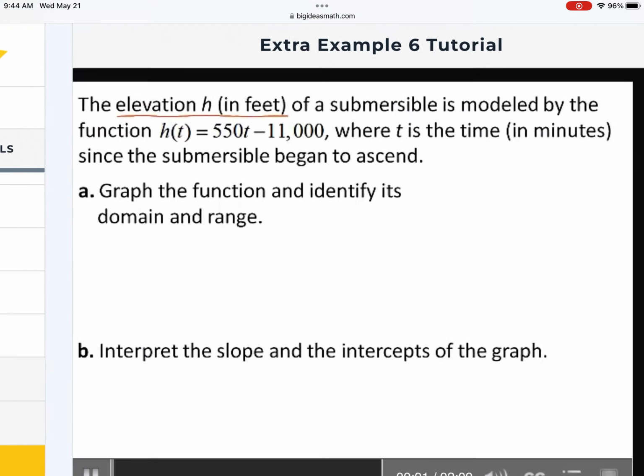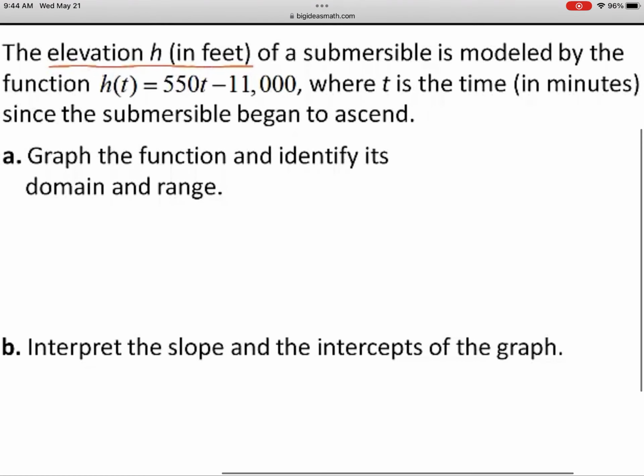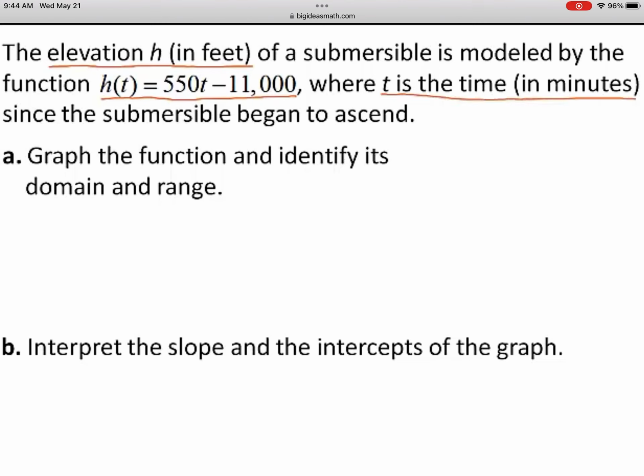The elevation h in feet of a submersible is modeled by the function h of t equals 550t minus 11,000, where t is the time in minutes since the submersible began to ascend. Part A. Graph the function and identify its domain and range.